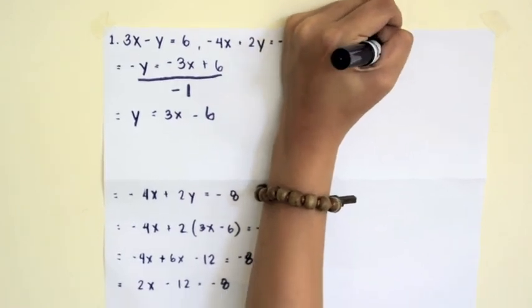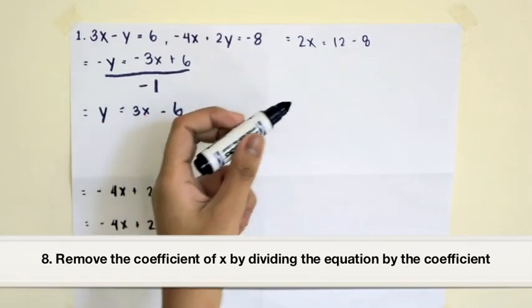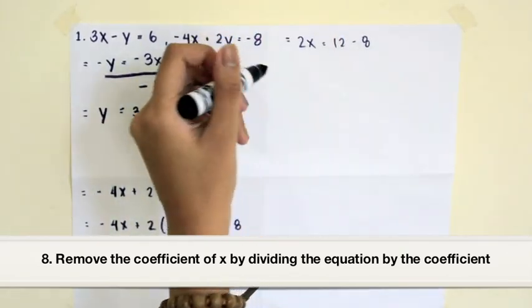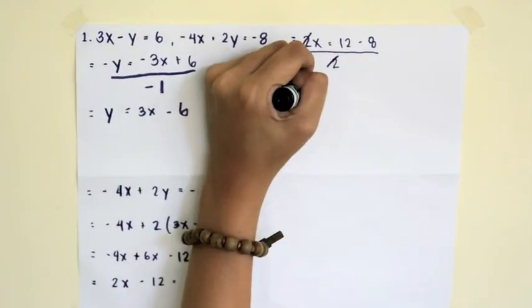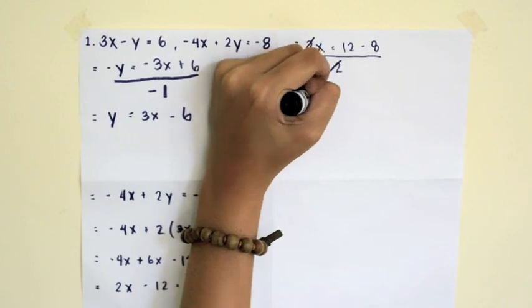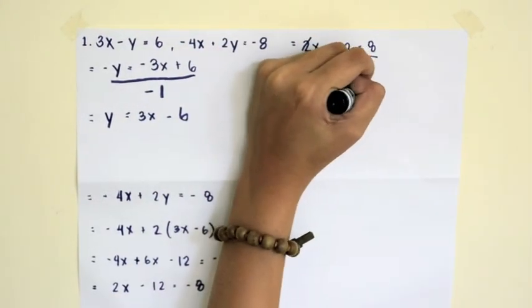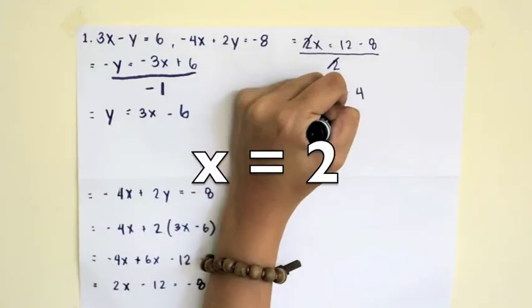12 minus 8. Since x still has its coefficient, we need to divide the equation again by 2 in order to cancel out 2 from x. That will now cancel each other out, resulting to x equals 6 minus 4. That means that x is equal to 2.